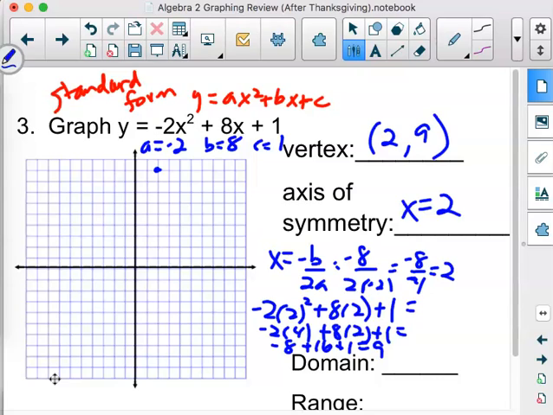And now this is different than vertex form. And I'm really hopeful that I can find another couple of points. But generally, that's going to take a table. We do get one easy point, and that's always x equals 0. Because when you have standard form parabolas, if you put a 0 in for x, you always get c. So this will be 0, 1.